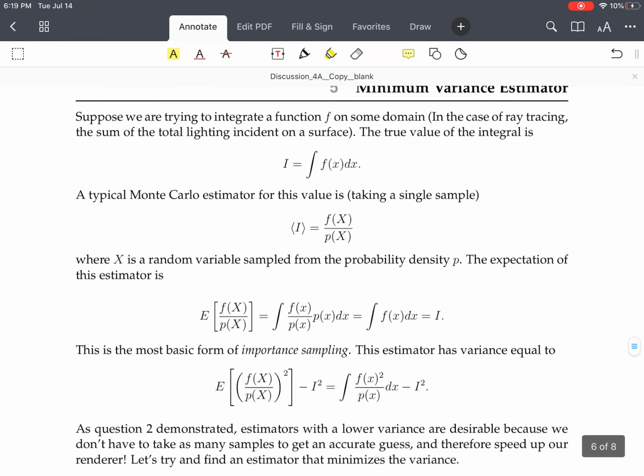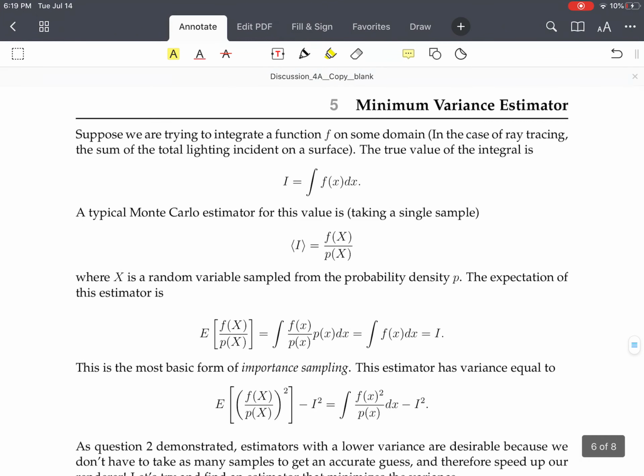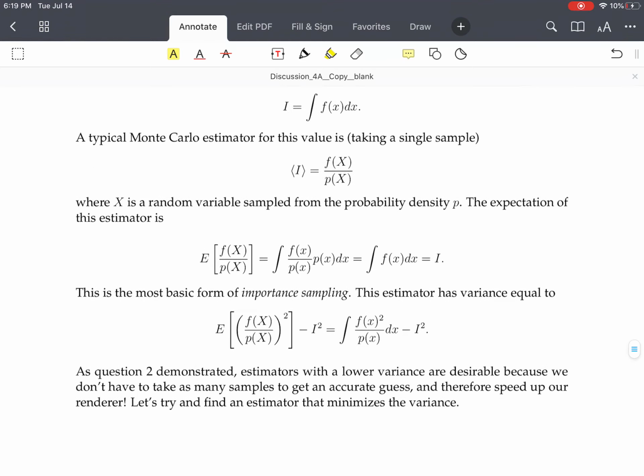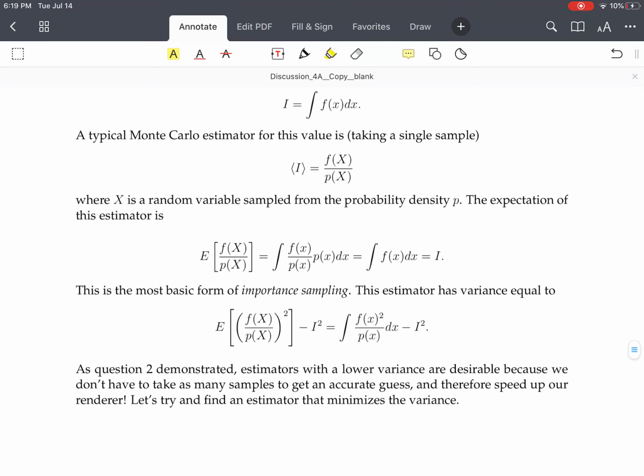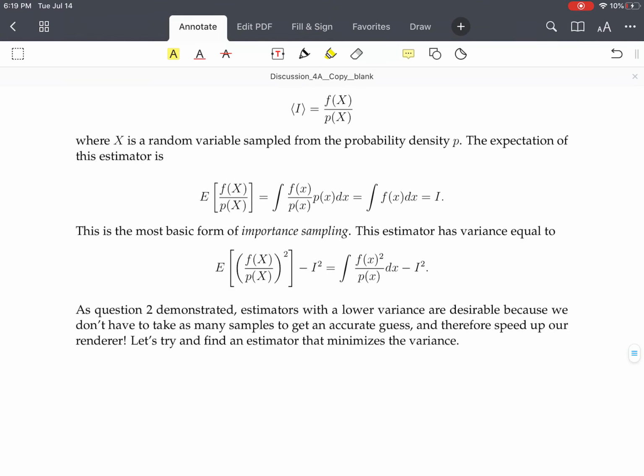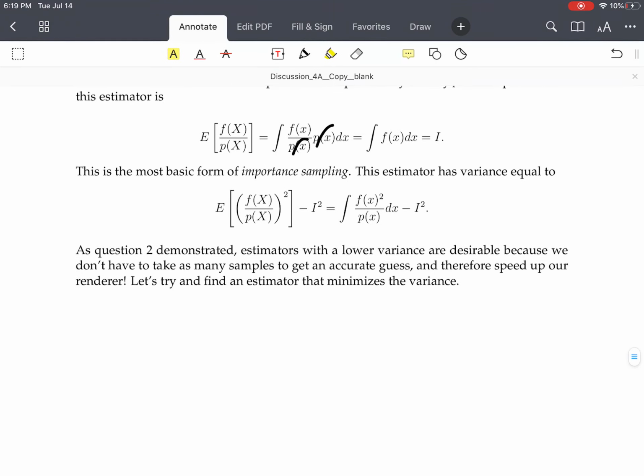Okay, let's keep going. Next up, we have the minimum variance estimator. Suppose we're trying to integrate a function f on some domain. So in this case, I is equal to the integral of f of x dx, right? And we have this typical Monte Carlo estimator, looking just like what we did last time, except in this case it's just a single sample, so there's no summation and no 1 over n. If we take the expectation of this estimator, we get the same integral multiplied by p of x, the p of x's cancel, and we get the integral we want. So this is a basic form of importance sampling.